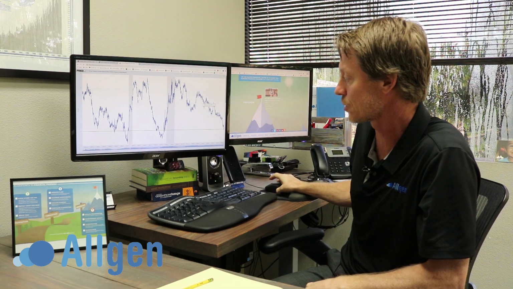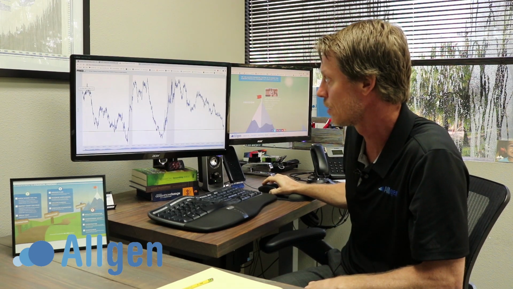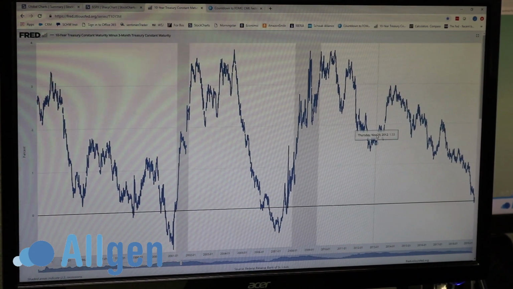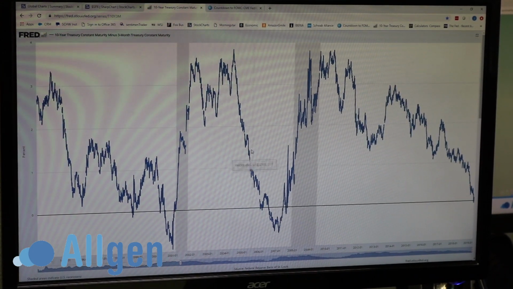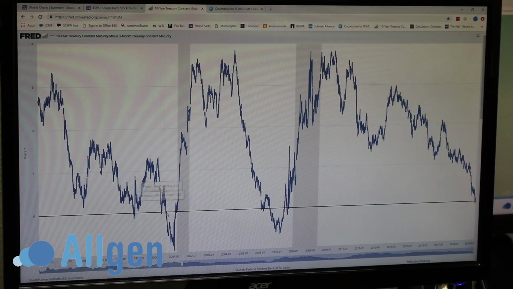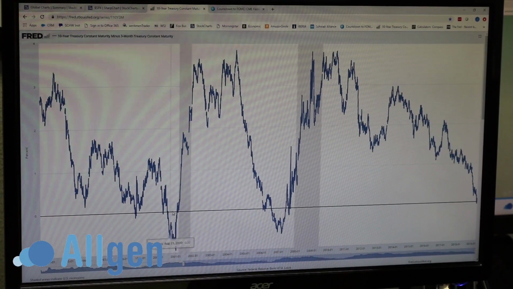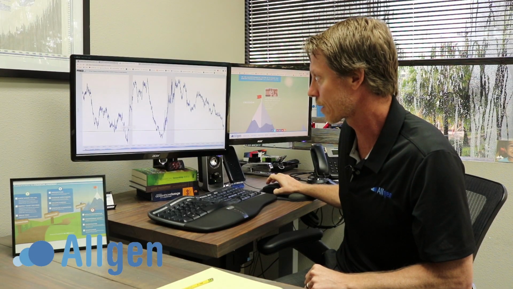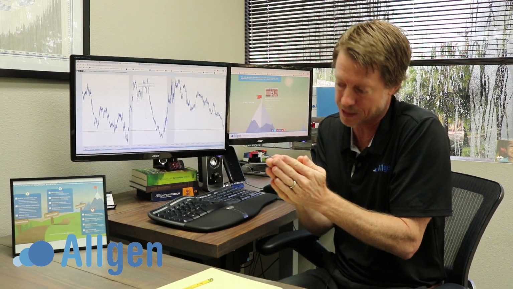And so you're just looking at this chart. This is the actual 10-year minus the 3-month Treasury contract. And when this goes below this line, that's when it goes negative, or inverted. And that's the signal it gives when the economy is potentially going into recession.